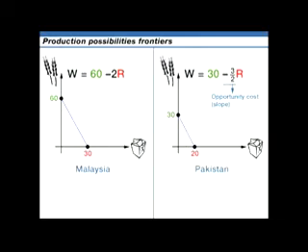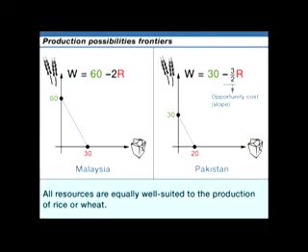Anytime Pakistan adds 1 unit of rice to its output, it does so by giving up 1.5 bushels of wheat. So the slope of the curve here is going to be -3/2. That's the opportunity cost of rice measured in terms of wheat that Pakistan would have to give up. Again, notice in Pakistan's case, we have the production possibilities frontier being a straight line, indicating that all resources being used in Pakistan are equally well suited to the production of rice or wheat.